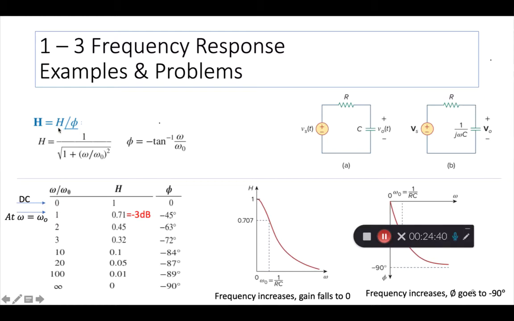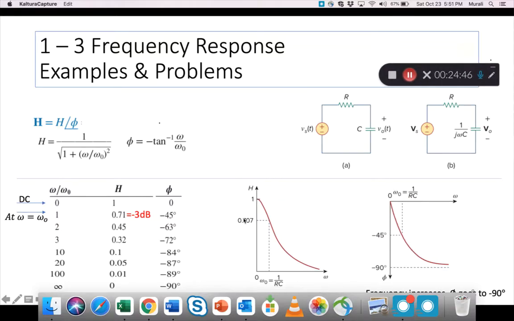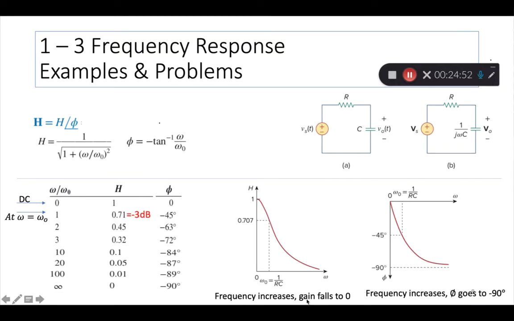So now if you take this polar form and you plot it, there can be two types of plots, right? There can be an amplitude plot and there can be a phase angle plot. As the frequency increases, gain falls to 0. So here in the table you'll see at 0 frequency, then at a frequency of omega equals omega 0, which is just 1 by RC, and then as the frequency goes higher, you notice that H falls from 1 to 0. That means at this point the gain is 1, and at this point the gain is 0.